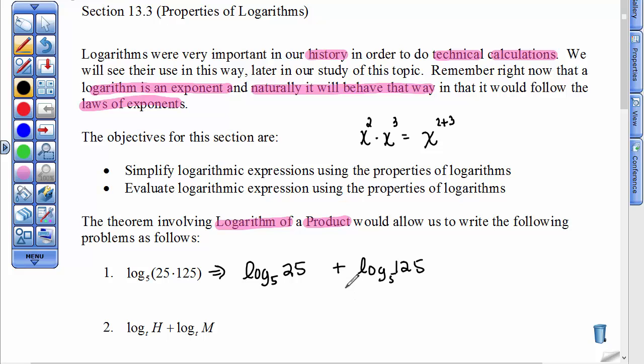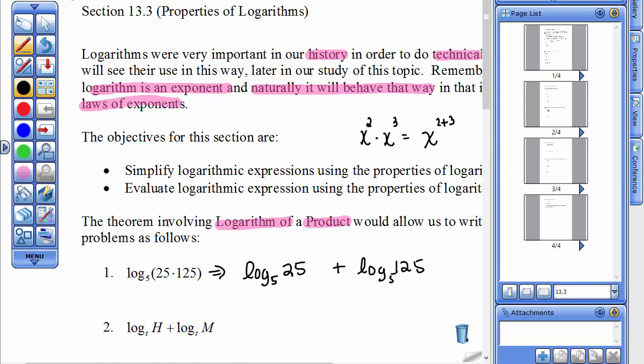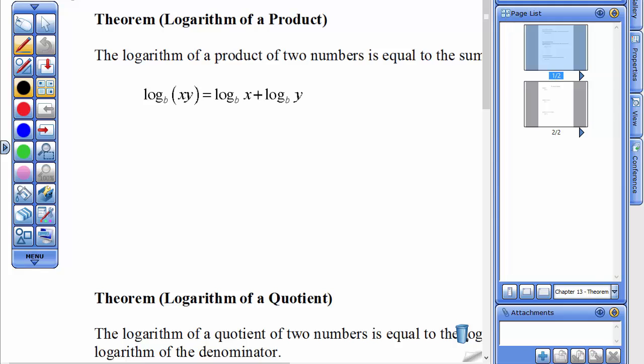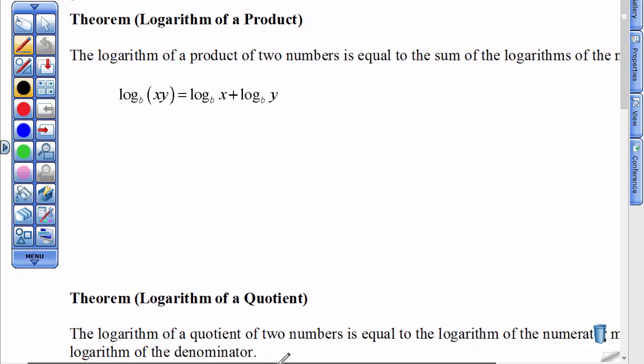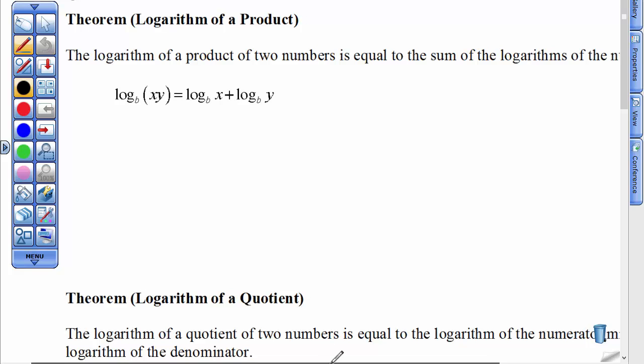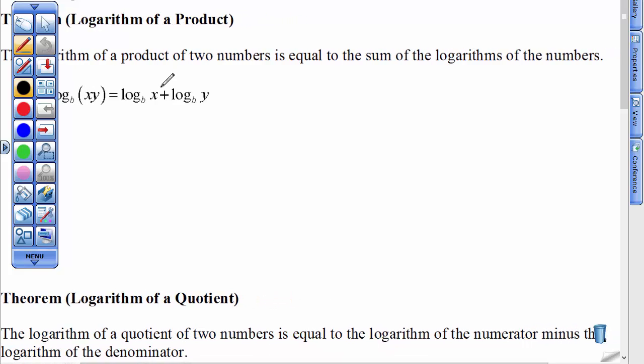Before I go much further with this, I want to show you why this is true. So this is a proof. This document that I've got up may not be in your workbook, but it's not too long for you to pause and copy this. It says that the logarithm of the product of two numbers, like x times y, is equal to the sum of the logarithms of the numbers, the sum of the log of x and the log of y.